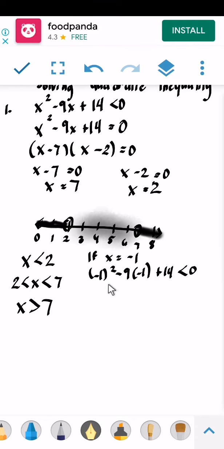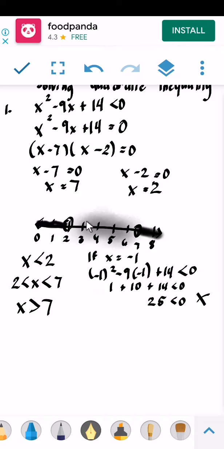So, let's try. 1 plus, kasi negative times negative, positive, kaya mahalaga ang symbol, okay? Plus 14 is less than 0. So, let's add. 1 plus 10 is 11, plus 14 ay 25. Is 25 less than 0? No. So, ibig sabihin, this is not the solution for our quadratic inequality.